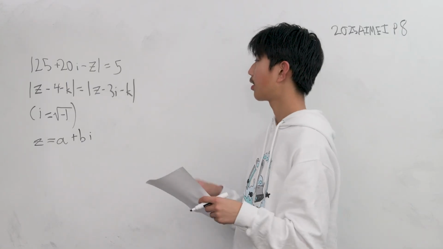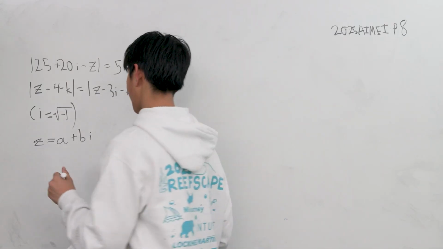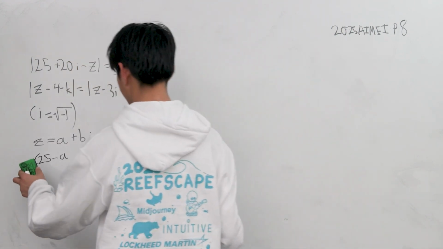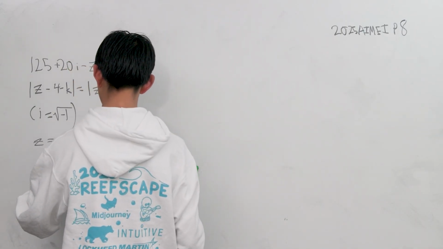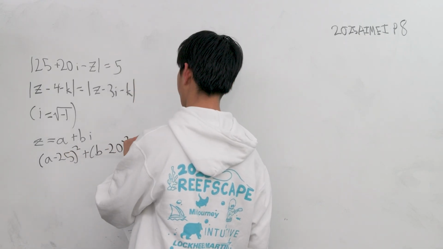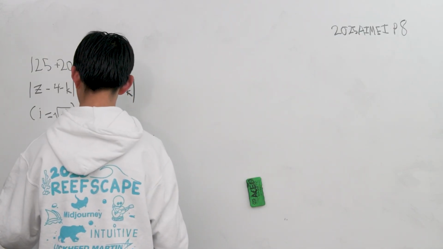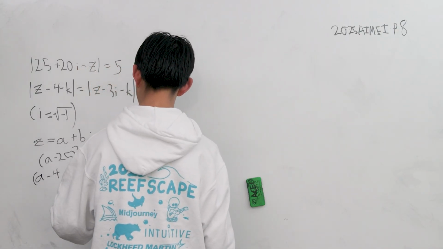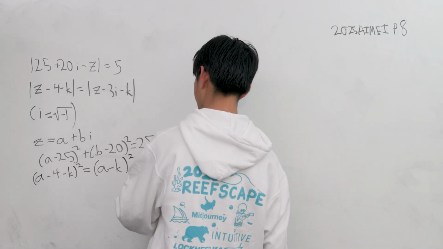There, we can elaborate on this idea where, due to these equations, we have (a minus 25) squared plus (b minus 20) squared equals 25 from that top equation. And then we have (a minus 4 minus k) squared equals (a minus k) squared plus (b minus 3) squared.